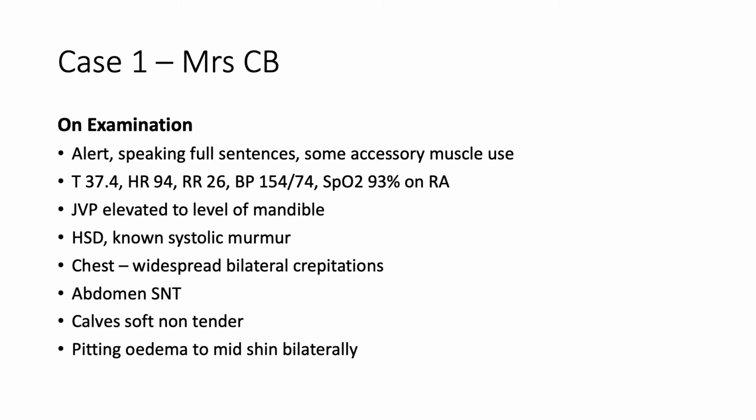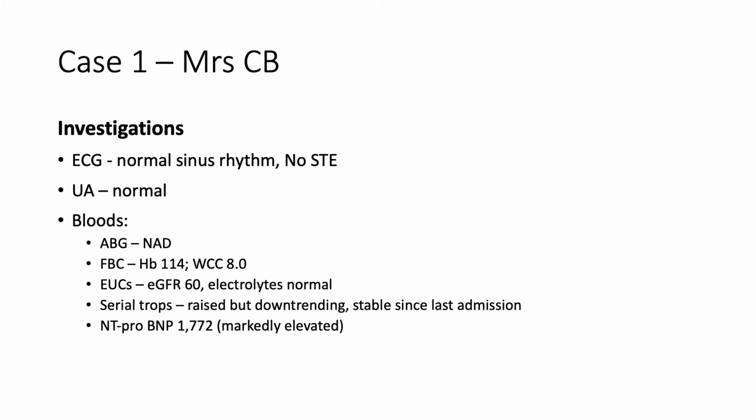And so hopefully you've thought of the investigations you'd like to order, and they line up with this. So you'd want to get an ECG, and it shows no abnormalities, basically. A urinalysis, which you do to check for any urinary tract infection, is quite normal. And you do bloods. ABG is normal. Her full blood count shows a bit of an anemia, but no raised white cells, so no infection as we can see.